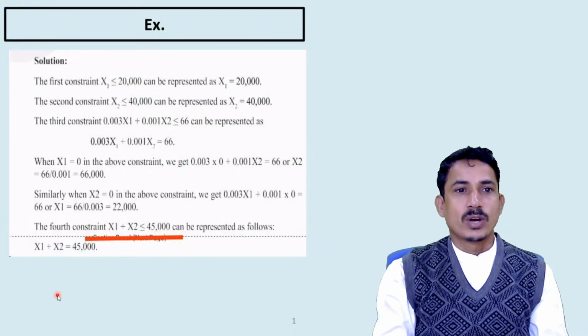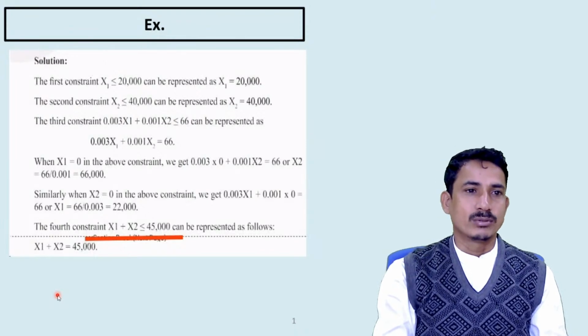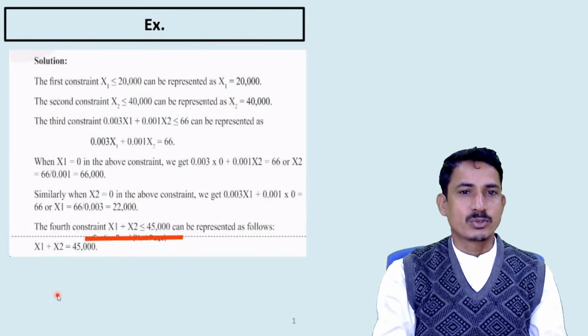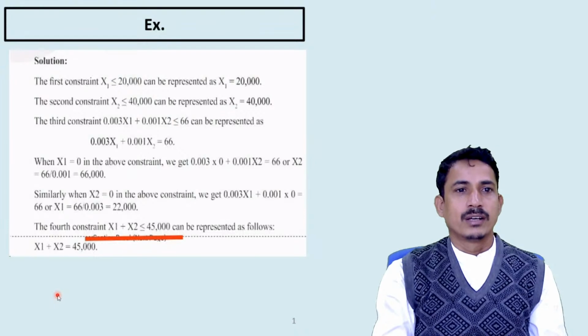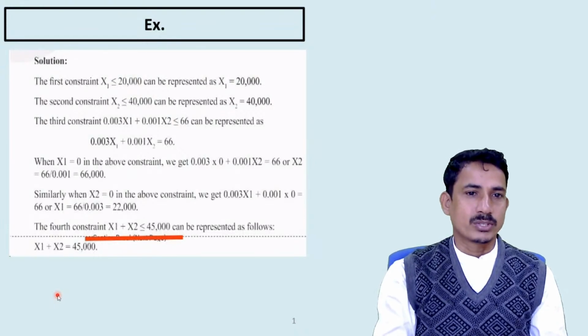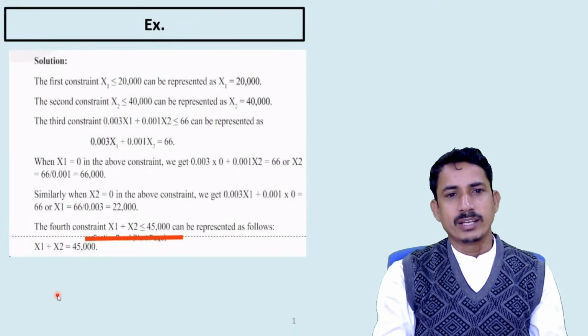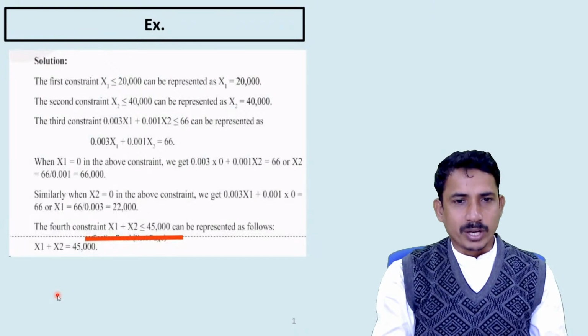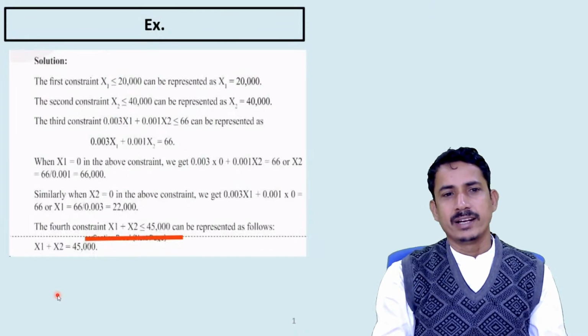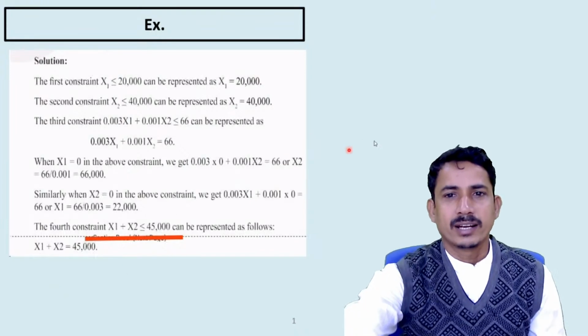See, this is given like this: x1 less than or equal to 20,000. First you convert it to equal, x1 is equal to 20,000. The second constraint given is x2 less than or equal to 40,000, so directly you convert it to x2 is equal to 40,000. Now 0.003 times x1 plus 0.001 times x2 is less than or equal to 66, it is given in the question. So first you make it equal, you need to form the points. Once you get the points, you can get the line. Once you get the line, as I showed you in my first slide, you can get it like this.